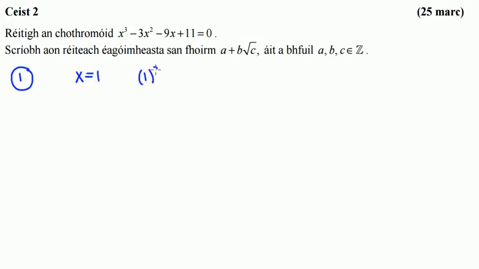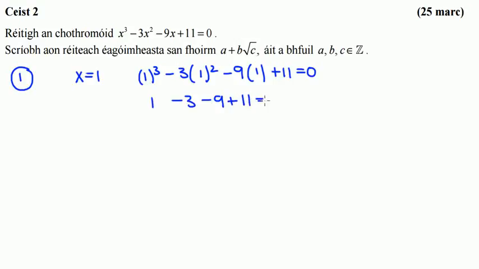So we're going to have 1 cubed minus 3 multiplied by 1 squared minus 9 multiplied by 1 plus 11 equal to 0. We get 1 minus 3 minus 9 plus 11 is equal to 0. So 1 plus 11 gives us 12, minus 3 minus 9 gives us minus 12, which is equal to 0. Therefore, x equals 1 is one of our roots.